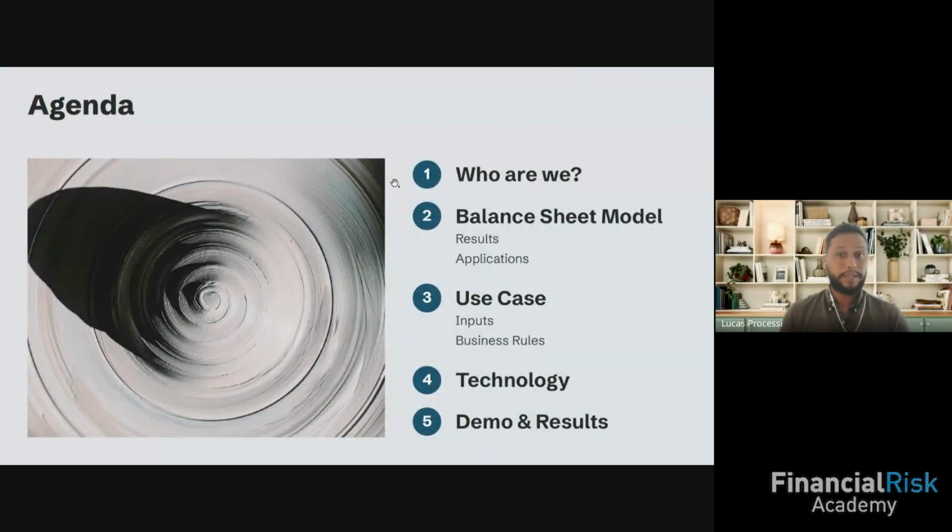So our agenda today is going to be first a presentation of our background. Then we are going to talk about what a balance sheet model is. Then we are going to present a use case. We're going to talk about the technology that we are using to solve this case. And then we are going to showcase some of the results of the model.